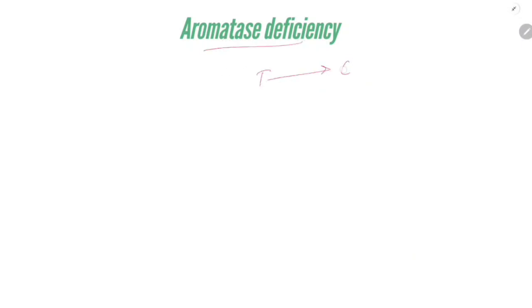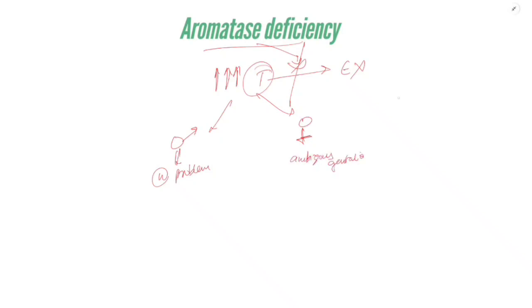What happens? Testosterone will be converted into estrogen with the help of aromatase. Suppose aromatase is absent, what will happen? There will be accumulation of testosterone and absent estrogen. Increased testosterone in a male child is no problem. But in a female, there will be ambiguous genitalia. There will be a history of hirsutism in the mother during pregnancy. So if there is a history of hirsutism in the mother during pregnancy and the child is a female, then there will be ambiguous genitalia.